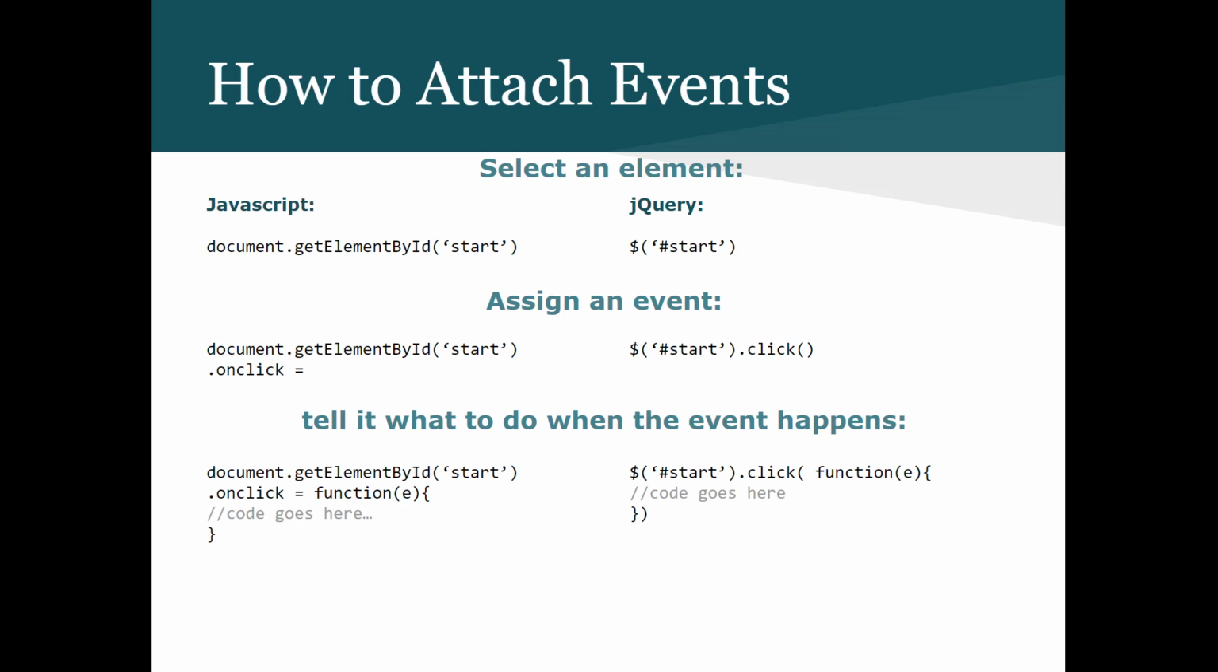You can see here that both JavaScript and jQuery use the same concepts for attaching an event and running code. First, we need to select an element or an object. Then we assign an event to listen for. Then we tell it what function to run once that event has been detected. This can either be a named function or an anonymous one.